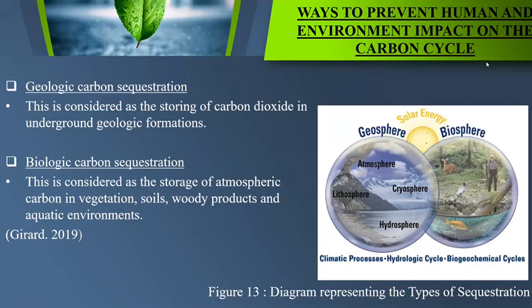Also, biologic carbon sequestration, which has to deal with storing carbon in vegetation, soil, woody products, and so forth. So examples of this would include different agricultural practices which involve mixed grazing or not overgrazing so that plants have a chance to grow and that carbon dioxide can be involved in the cycle more. Also, through the use of peatlands, which help to store carbon.